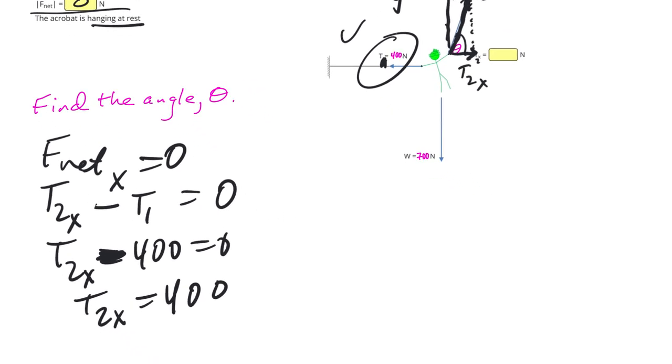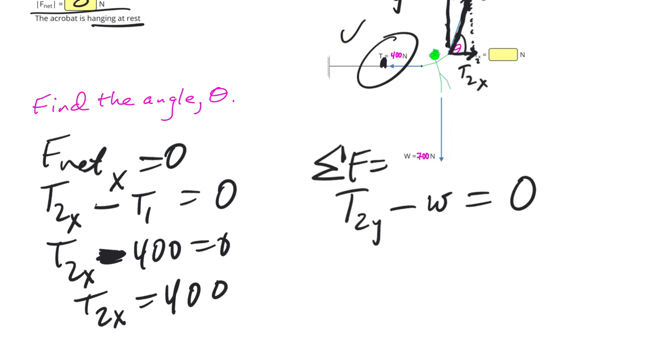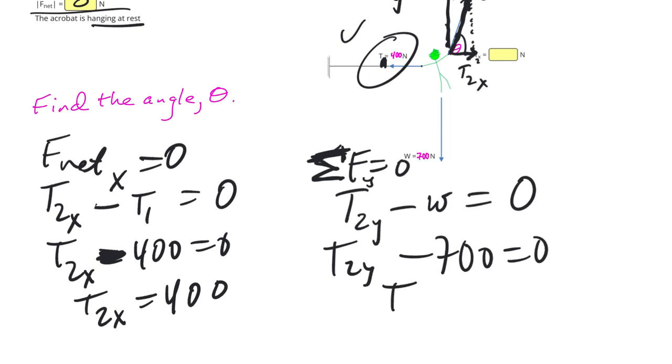By the way, if you had to find T2Y minus, because it's going the opposite way, the W, the weight, is equal to 0 because sigma F in the Y direction is also 0. Okay, so the weight is 700. So T2Y is equal to 700.